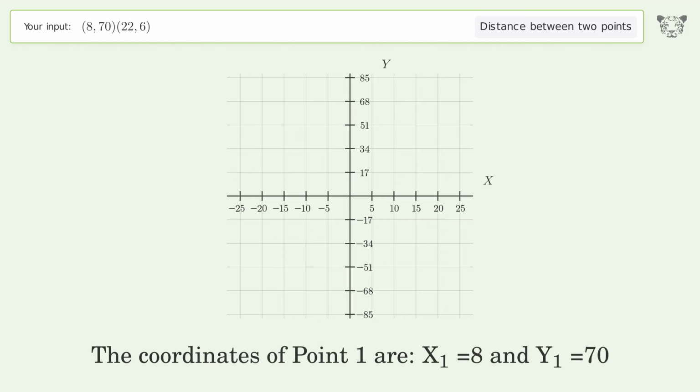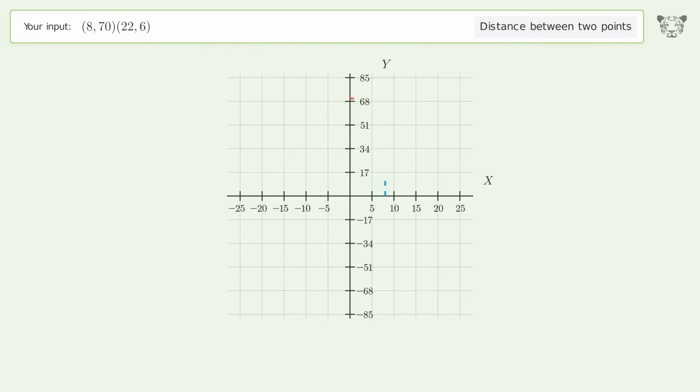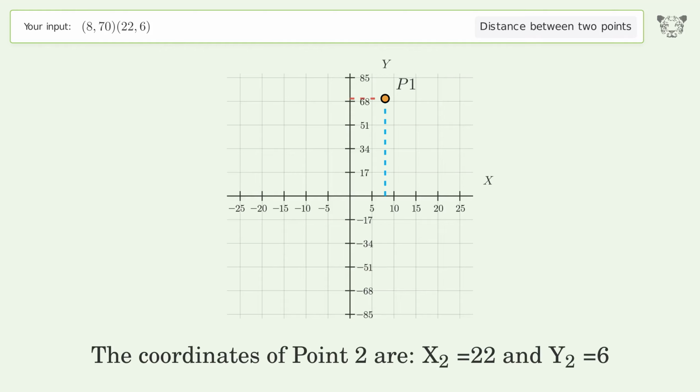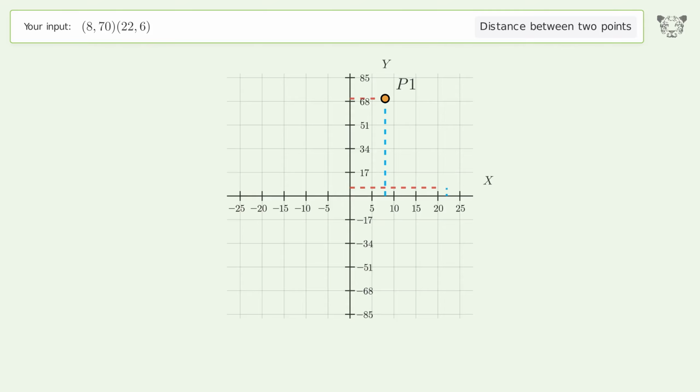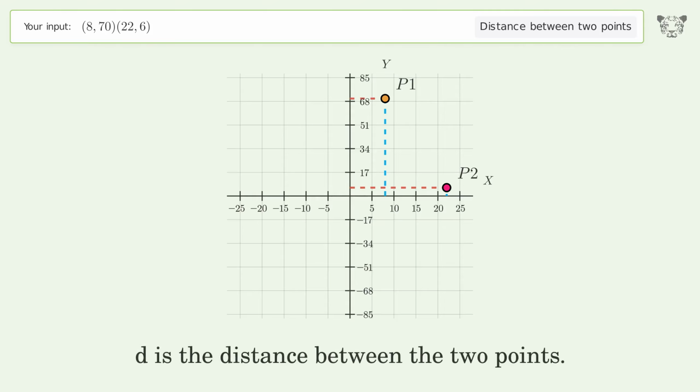The coordinates of point 1 are x1 equals 8 and y1 equals 70. The coordinates of point 2 are x2 equals 22 and y2 equals 6. D is the distance between the 2 points.